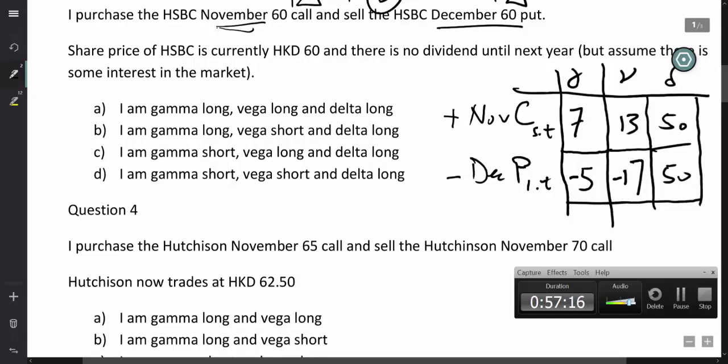So I'm going to be long gamma. So here's the total. I'm going to be short Vega, and I'm going to be long Delta. Is there an answer for that? Is there such a choice? Long gamma, short Vega, long Delta. B. It's okay? Make sense?